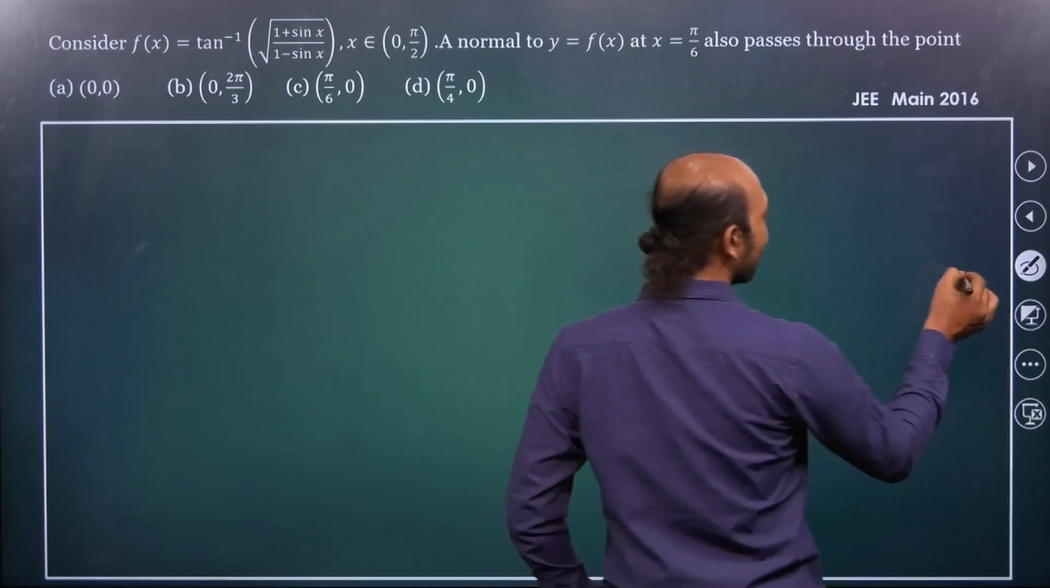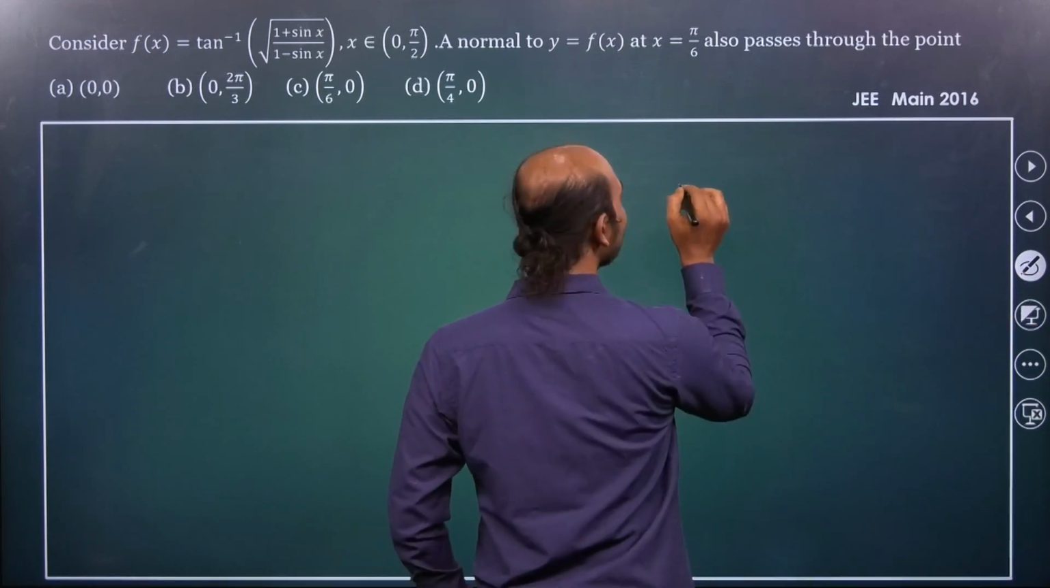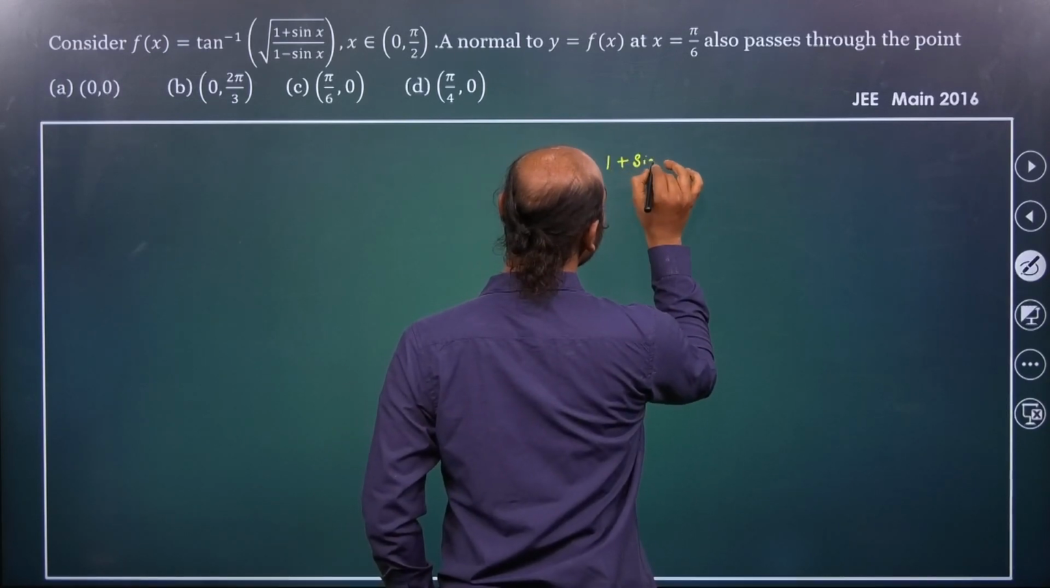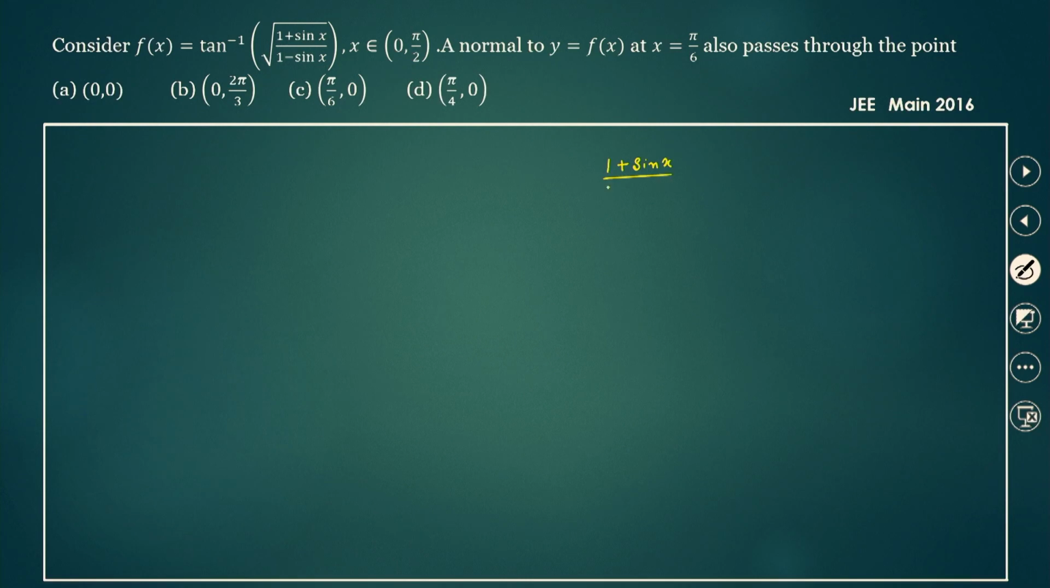First we consider that function as 1 plus sin x divided by 1 minus sin x. So what is 1 here? I'll change that 1 and sin x in a typical way. We'll see that it can be written as sin squared x by 2 plus cos squared x by 2, minus 2 sin x by 2 and cos x by 2. Obviously the plus sign.